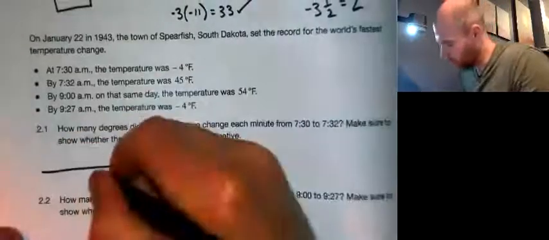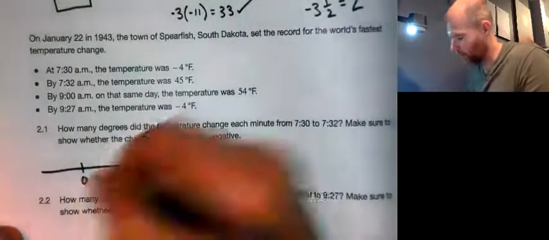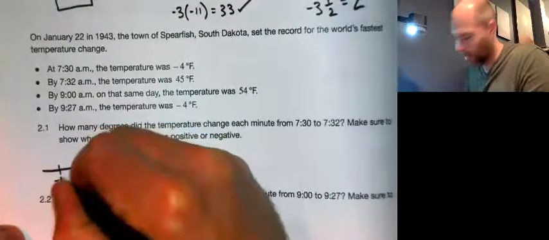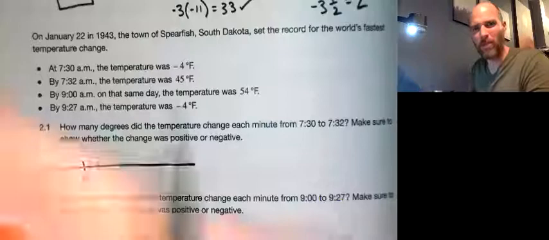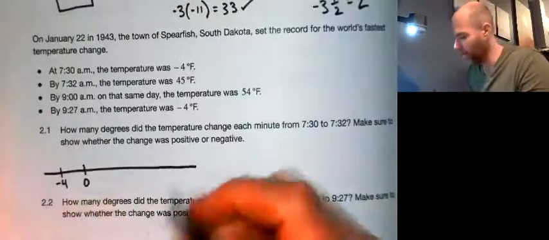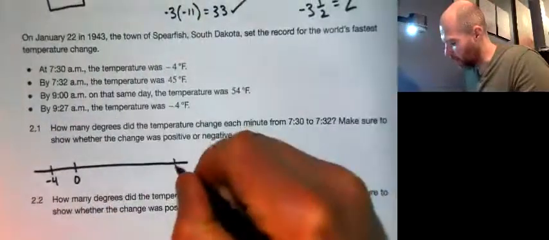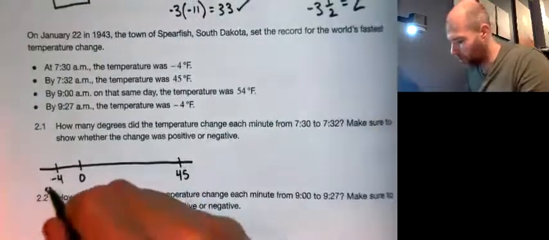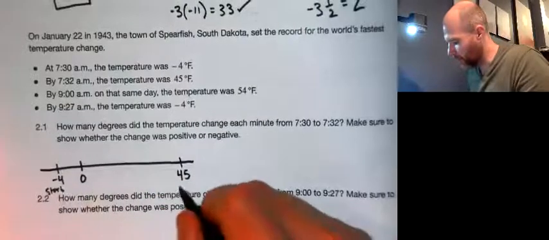I'm going to put 0 on the number line somewhere. And then -4 is somewhere around here. I don't need to be perfect, and I don't need to make little marks for every number. I just have to get a feel for where everything is. And then +45 is way over here. And so the temperature started here and it ended here.